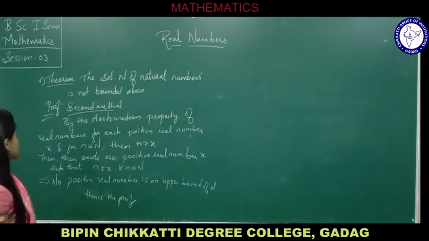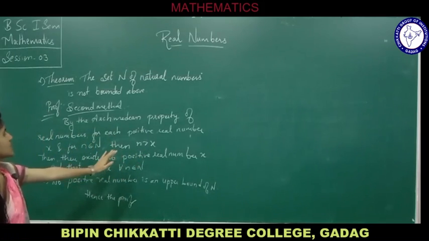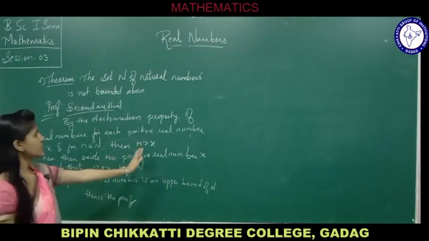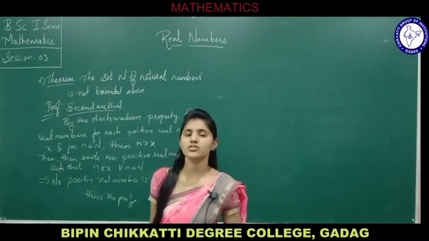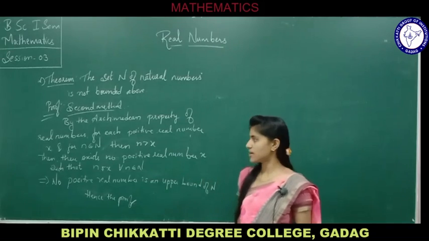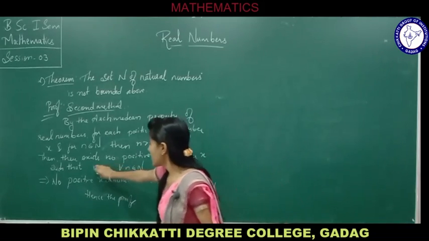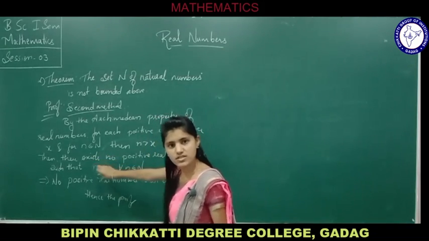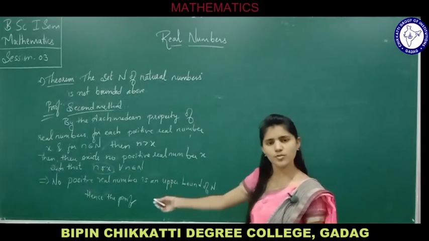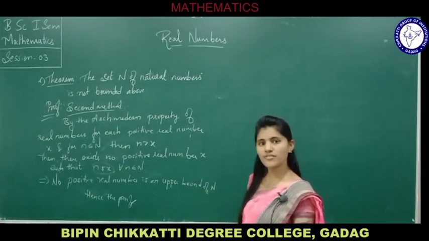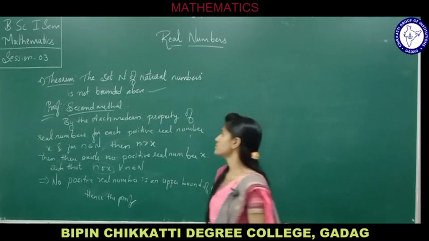What it stated? It stated that for each positive real number x and for n belongs to N, n will be greater than x. Then if n is greater than x, there exists no positive real number x such that n is less than or equal to x. If this does not exist, then obviously n will not have any upper bound. There will be no positive real number which is an upper bound of n. Hence we proved that the set N of natural numbers is not bounded above.